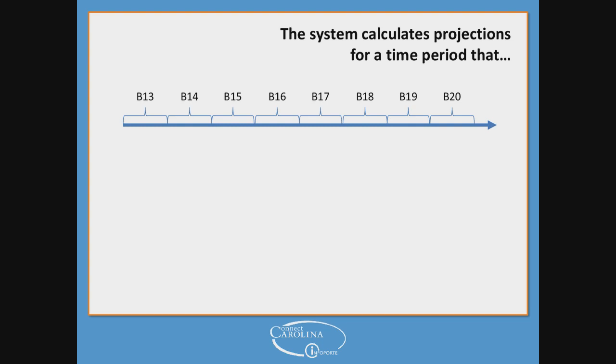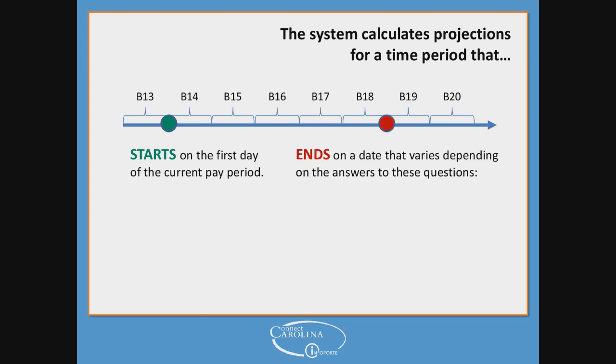The system calculates projections for a time period that starts on the first day of the current pay period. Remember, projections look forward, so we start with the current pay period and go forward from there. They end on a date that varies based on the answers to three questions. First, does the employee's job have an end date, which Anita told us about? Basically, if an employee is no longer working, we're not going to project a salary because they're not getting paid.